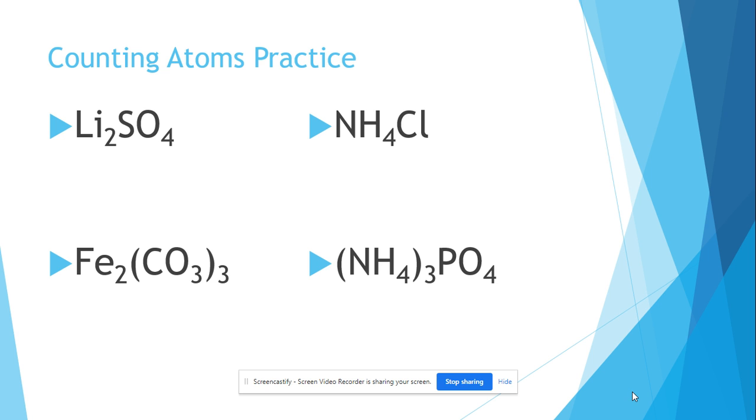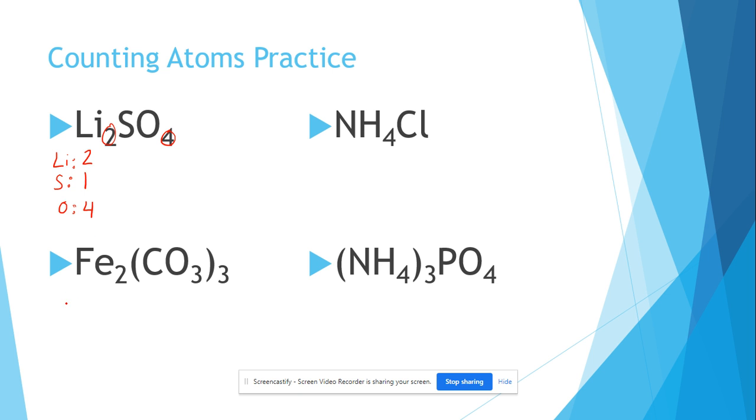So the first one that we're going to do together is lithium sulfate. It has 3 elements: lithium, sulfur, and oxygen. Looking at the subscripts, we can see that lithium has 2 and oxygen has 4. Here, sulfur does not have a subscript, so that is going to be an understood 1.